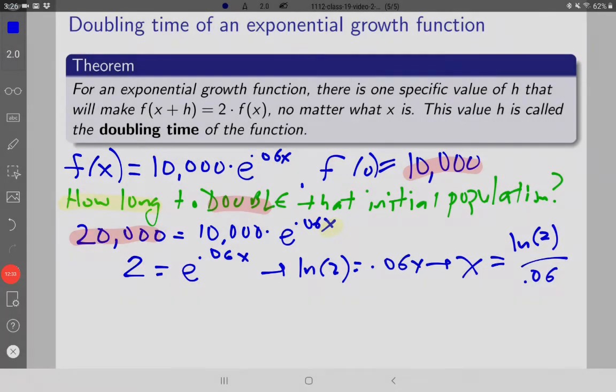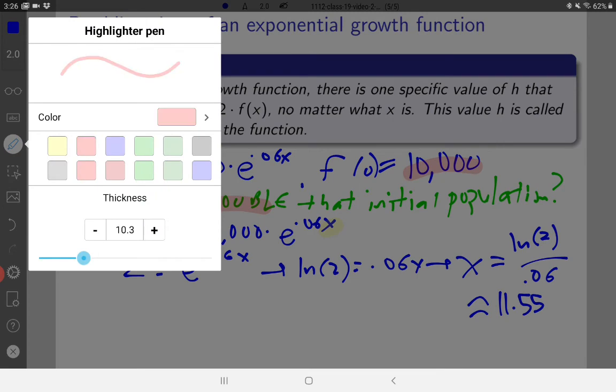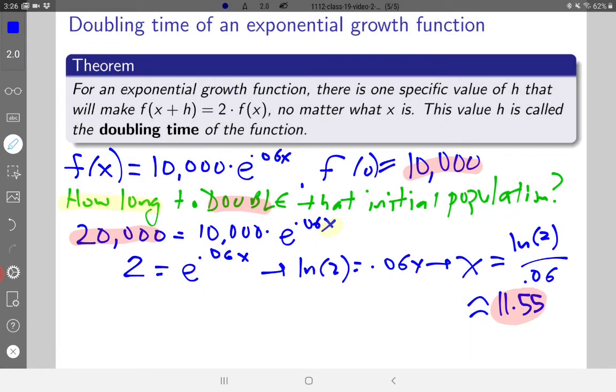And it turns out that's approximately 11.55, and that should look pretty familiar considering what we just did on the last slide. That was that common difference between all of those x values, all of those years, where I kept asking when does the population reach a particular output, and I kept asking for double the output of the previous question. And so that 11.55, that is the doubling time of this function. That's how long it takes to double the population.